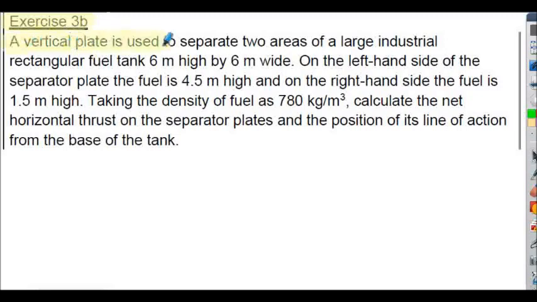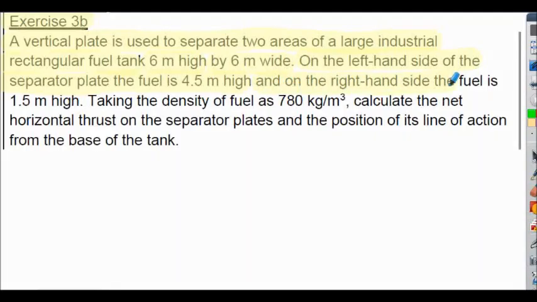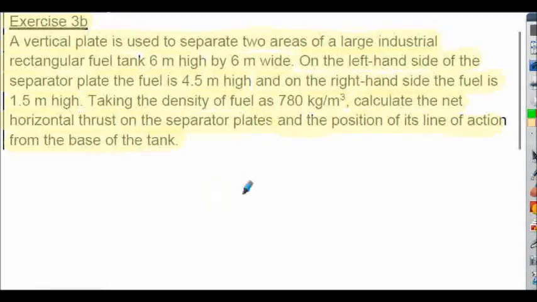A vertical plate is used to separate two areas of a large industrial rectangular fuel tank, 6 meters high and 6 meters wide. On the left-hand side of the separator plate, the fuel is 4.5 meters high, and on the right-hand side, the fuel is 1.5 meters high. Taking the density of fuel as 780 kilograms per meter cubed, calculate the net horizontal thrust on the separator plate and the position of the line of action from the base of the tank. Exercise 3b requires a slightly different solution, but I'll outline the solution on the following slides.